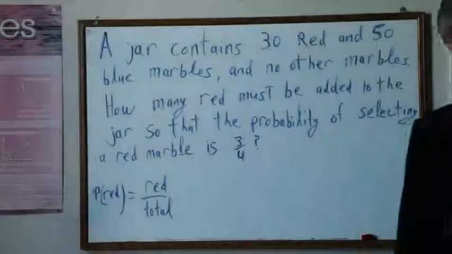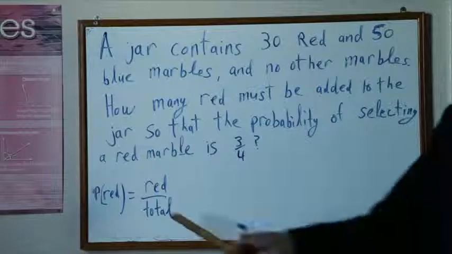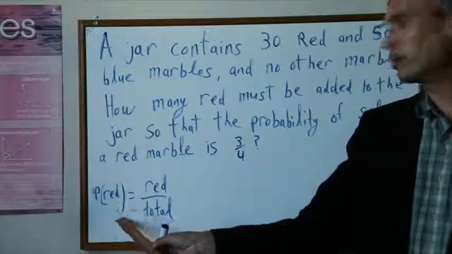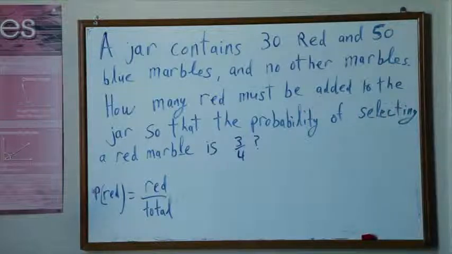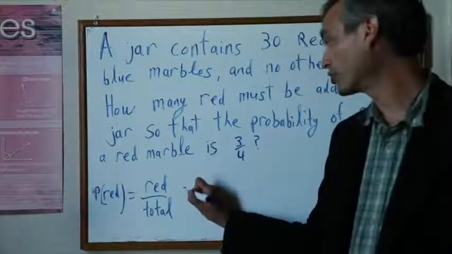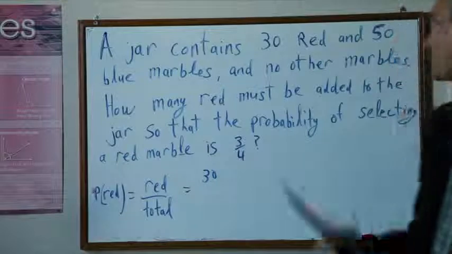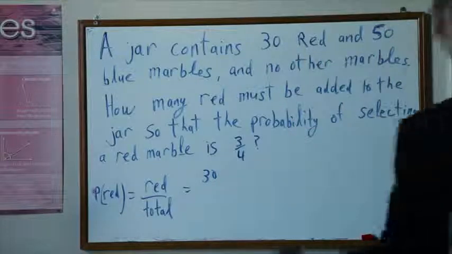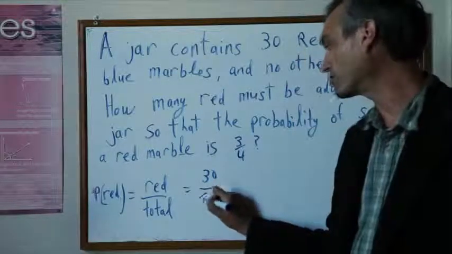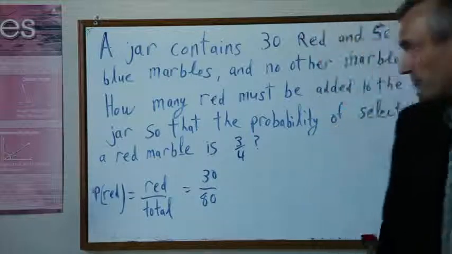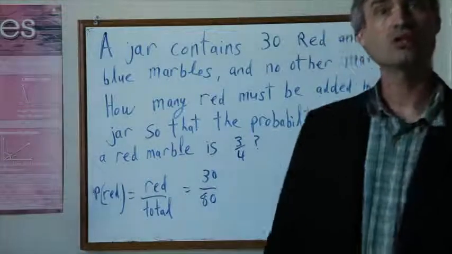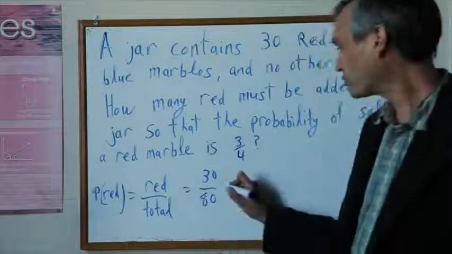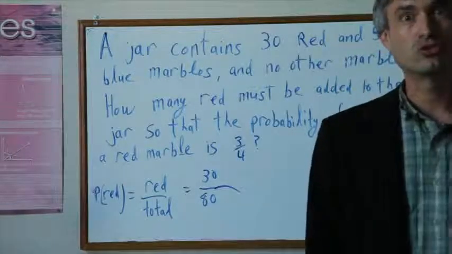So if you remember your definition, you recall that the probability of selecting a red marble is like the number of red over the total. At the beginning of the question, there's 30 red, and there's 30 plus 50, or 80 total marbles. Now normally I'd say, oh, cross out the 0 and reduce to 3/8. This is the one time you won't do that, because we're about to add some marbles to the jar.